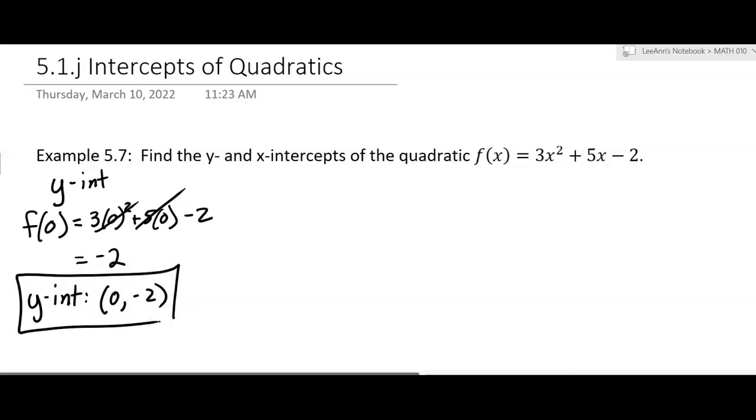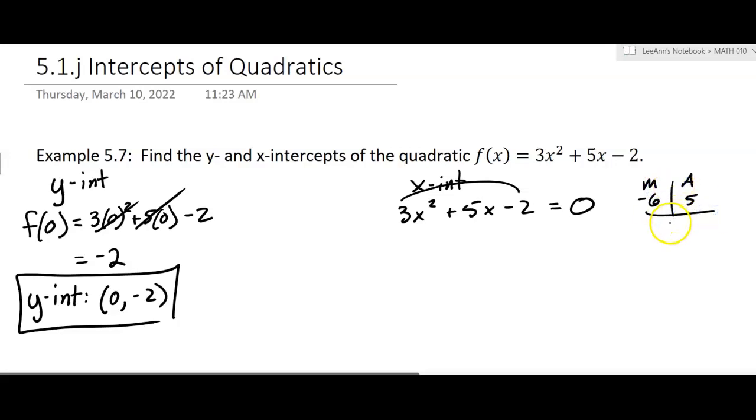To find x-intercepts, you're going to take your function, 3x squared plus 5x minus 2, and set it equal to 0. Now that's a quadratic function that we can solve. You could use the quadratic formula. I'm going to go ahead and factor this. So I'm going to go through the AC method. I want to multiply to be negative 6 and add to be 5. And those two numbers are going to be 6 and negative 1.